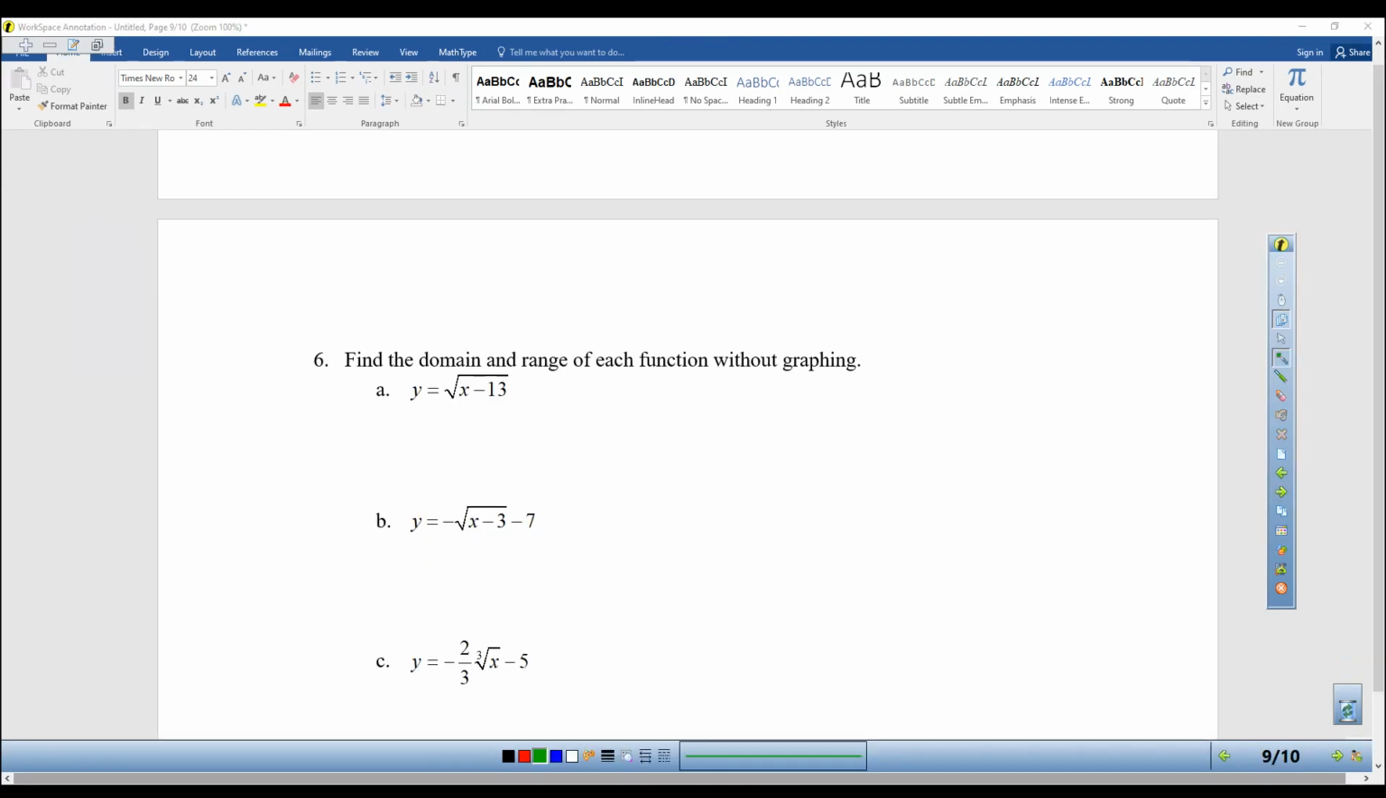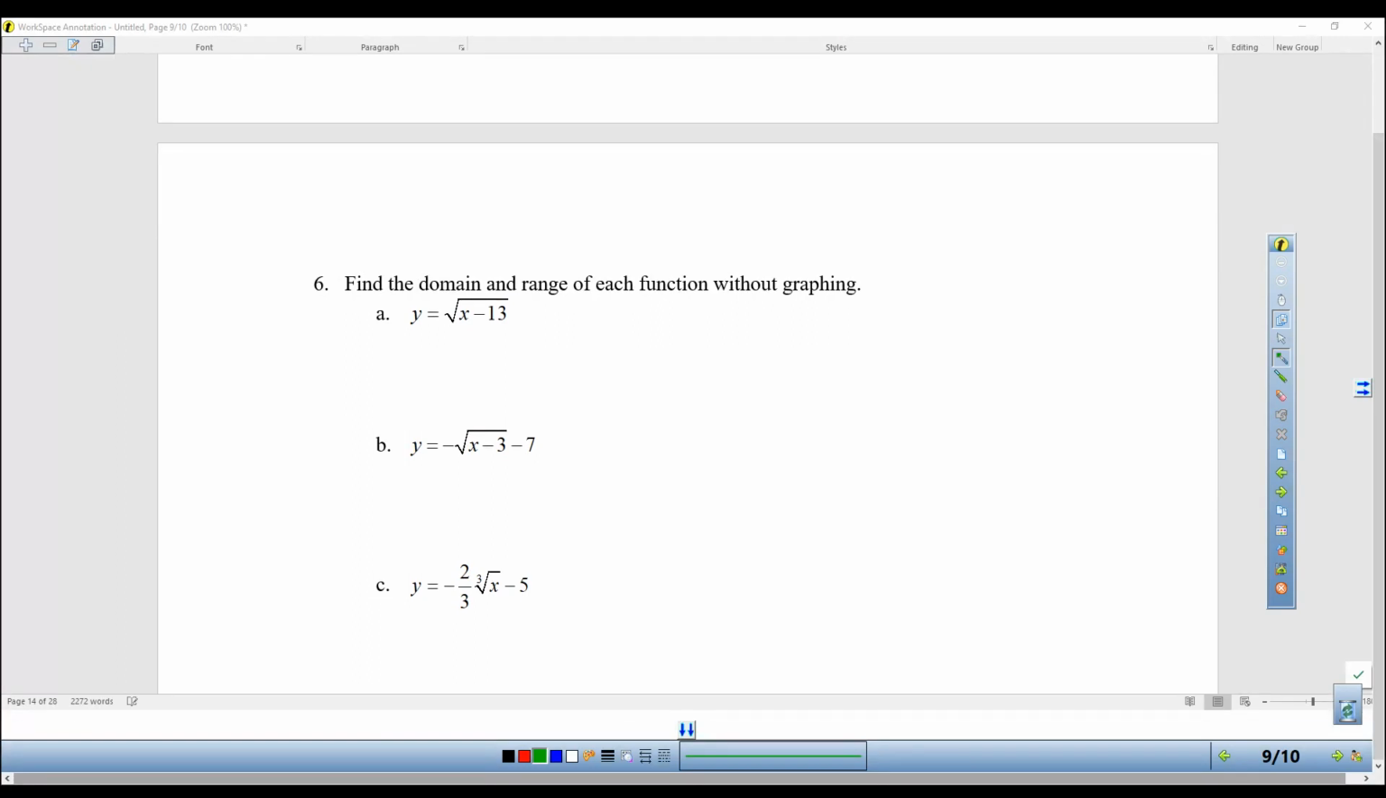Find the domain and range of each function without graphing. So I know that the directions are going to say that, but not me. I always make a super quick sketch. I think to myself, oh, this is a square root function, so I know its basic shape, and I know that it's been moved to the right 13. Why do I do that? Because for me, that's the easiest way to do it. And then I can see that the domain is clearly x is greater than or equal to 13, right? It's been moved 13 out. And the range is y is greater than or equal to 0. I'm a very visual person, so for me that makes a lot of sense.